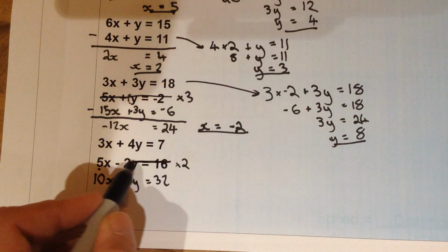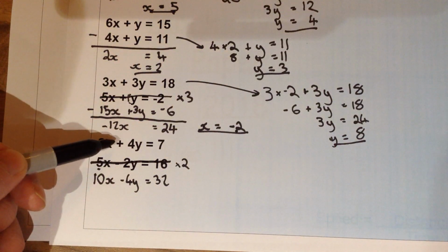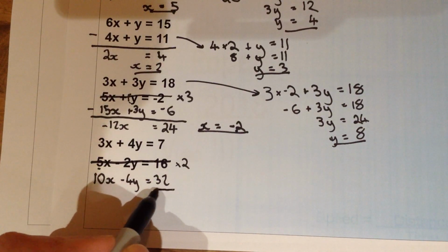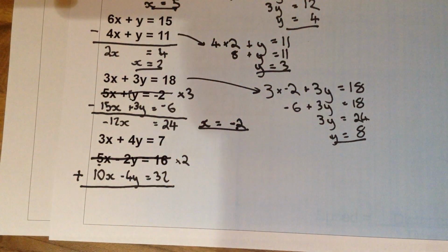So if I just remove that one now so I don't get confused with it. The top one has an add, the bottom one a subtract. They are different, so I'm going to do a column addition. Remember, different add, same subtract.